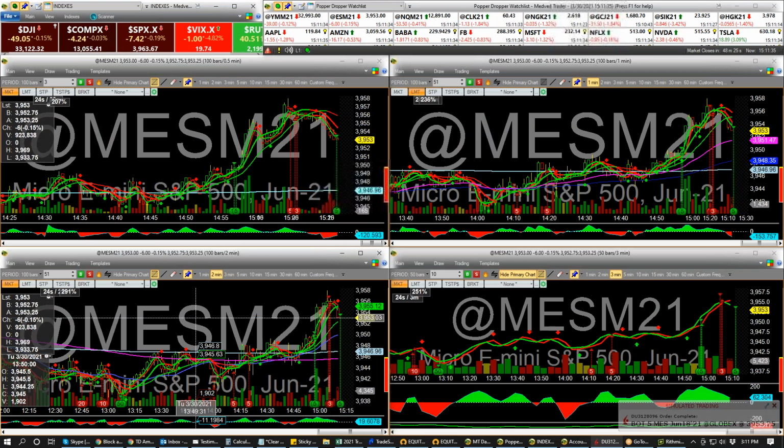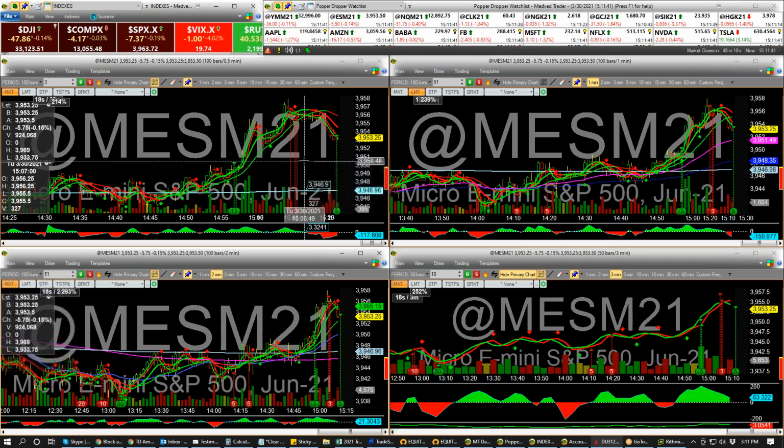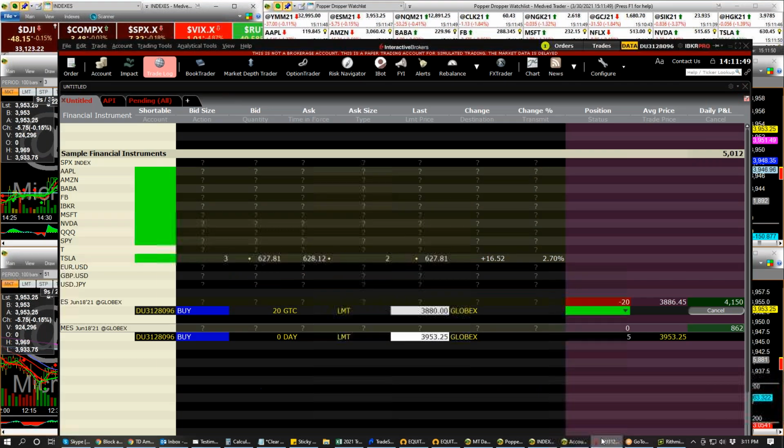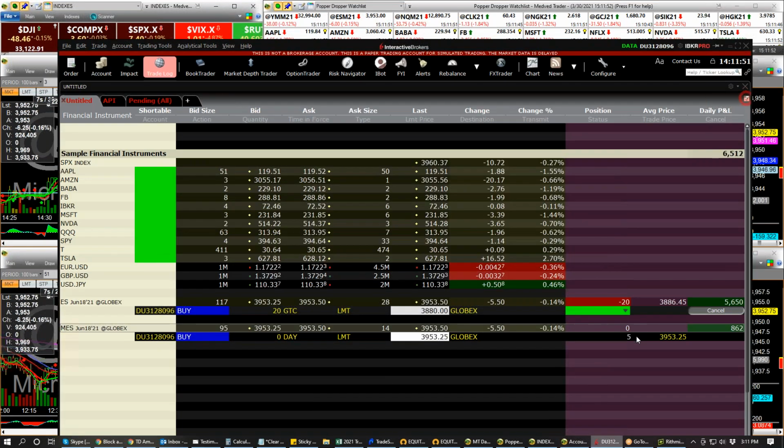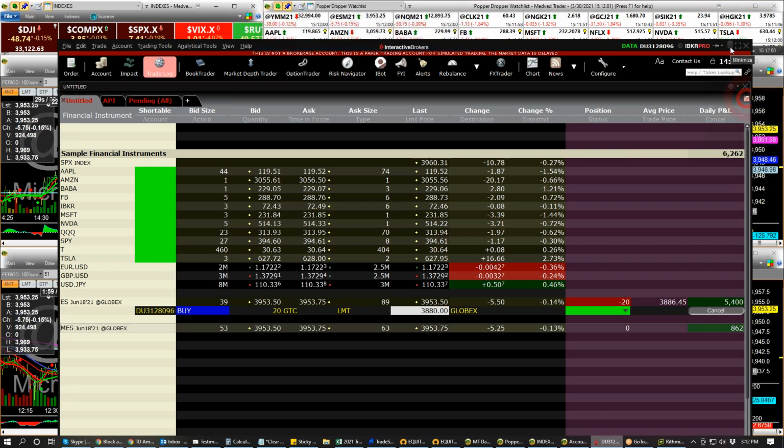So we had one initial loser, and then now we've had 2 winners back to back. So we got the breakout, and then we got the reversal off of the top. And then what am I net up on micro? 862 is my total for the day. I had a trade earlier, but 862 is my total so far.